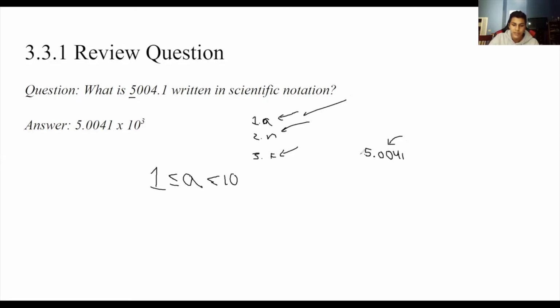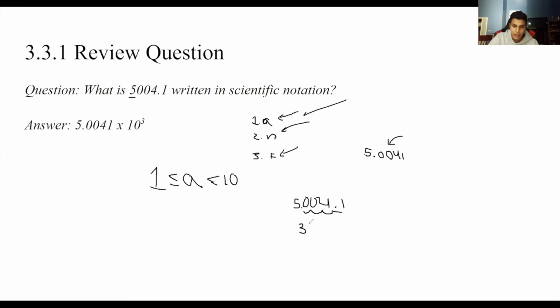Now I need to find my value of n. So how do I get 5004.1, which I'll write out, to 5.0041? I have to shift the decimal point over, right? My decimal point starts here. I need to get it to here because that creates it as 5.0041. So in order to do that, I shift it 1, 2, 3 places to the left, which I'll write out as 3L.